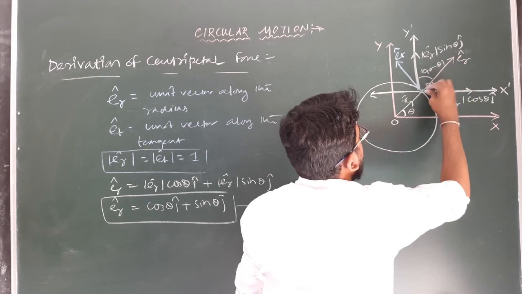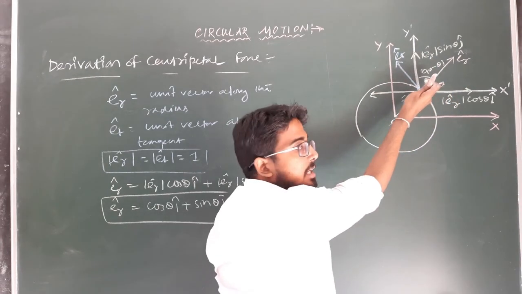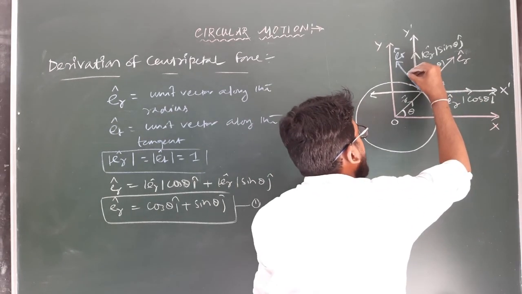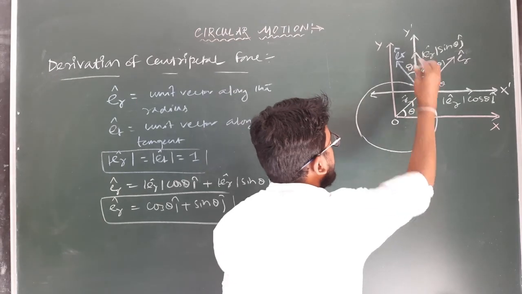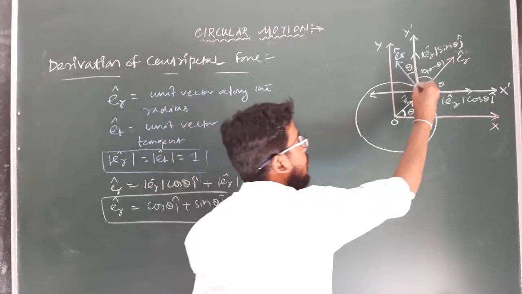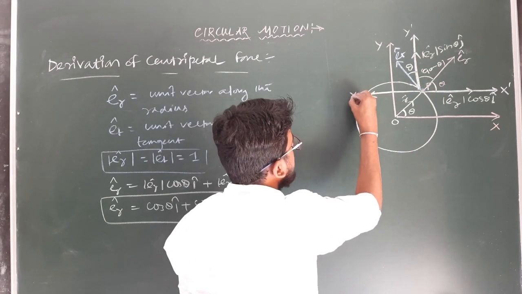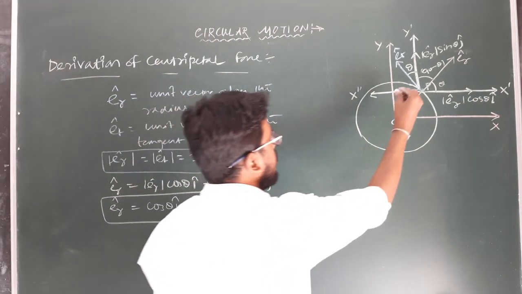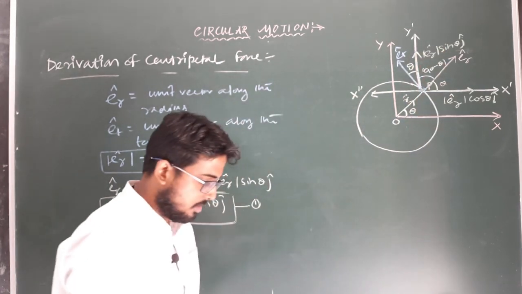These two are perpendicular to each other because this is along the radius and this is along the tangent. So the radial direction and tangential direction are again perpendicular to each other. So this angle will be again theta, clear. So the unit vector et cap can have two components. One is along this y dash direction and the other is along this, let it be x double dash, which is opposite to the positive x dash direction. Clear?